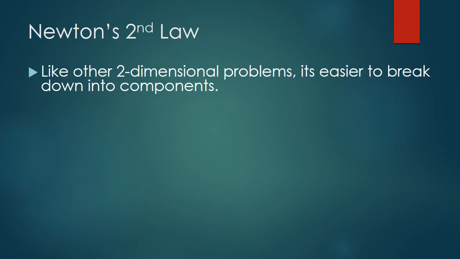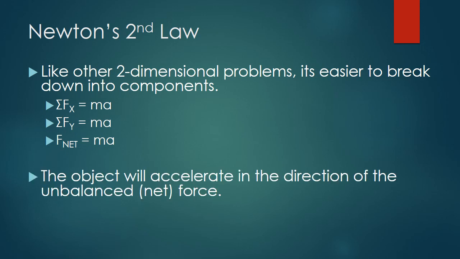So Newton's second law, like other two-dimensional problems, it's easier to break it down into components, right? So the sum of the forces in x equals mass times acceleration, and the sum of the forces in y equals mass times acceleration. I suppose I should say acceleration in x and acceleration in y and be a little more specific there. And then the net force equals mass times acceleration. So the object will accelerate in the direction of the unbalanced force, right?